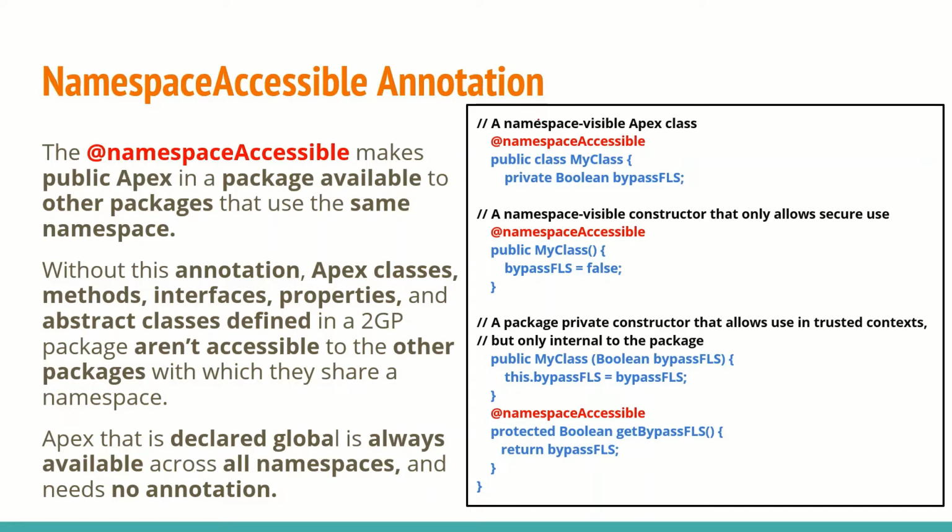Then in this example, a namespace visible Apex class. So a namespace accessible public class, private boolean bypassFLS. A namespace visible constructor that only allows secure use. So in this manner, you can define according to your requirement.